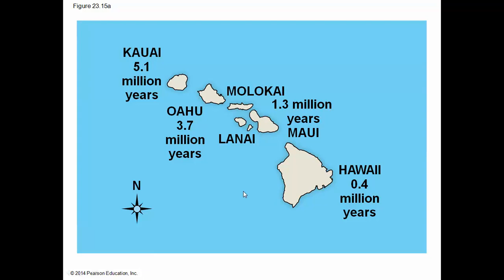Okay, the Hawaiian Islands is one of the most isolated places. It's the most isolated archipelago on the face of the Earth. It's further from any other continental landmass than any other islands.